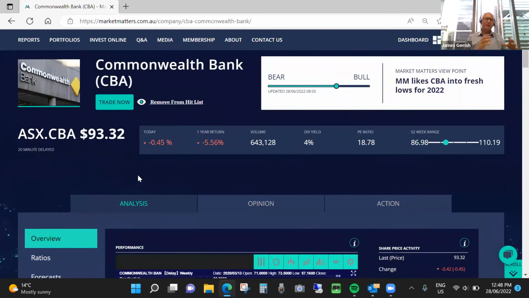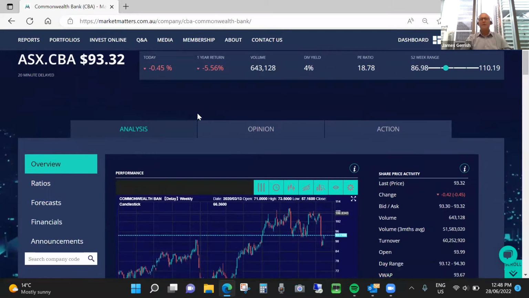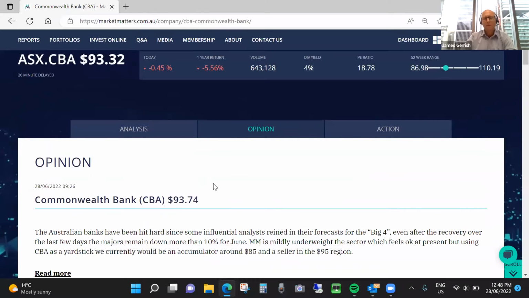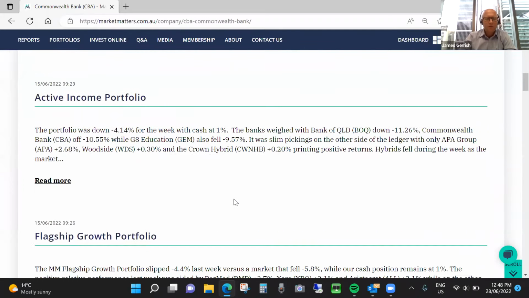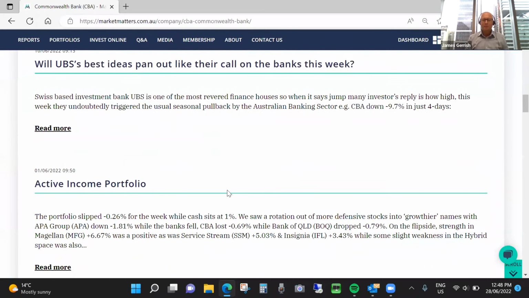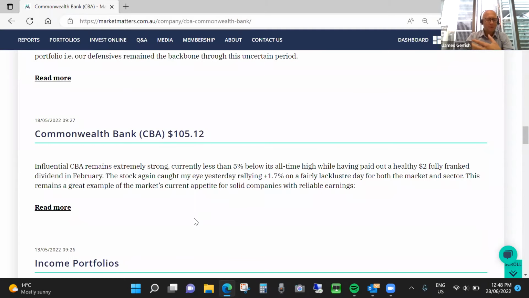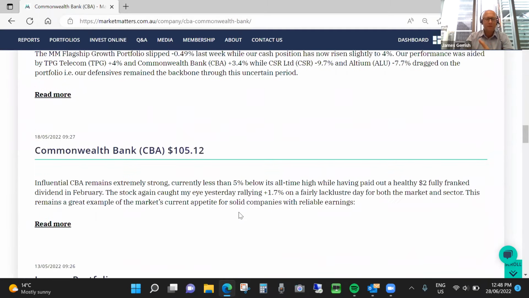But analysis is just one thing. It's then applying opinion over that analysis and having an actionable outcome at the back end of it. And that's where Market Matters differentiates itself from a lot of the other providers out there. So when you click on the opinion page, it will give you all the opinions that Market Matters has written on CBA over time. So you can go all the way back, any piece of content that mentions CBA, talks about CBA, it will list it here. So you can go back in time and see what we've said about this stock over time.